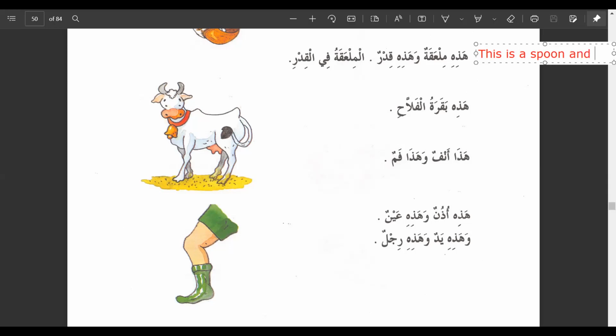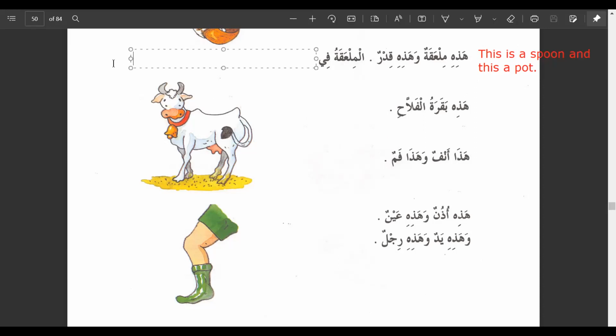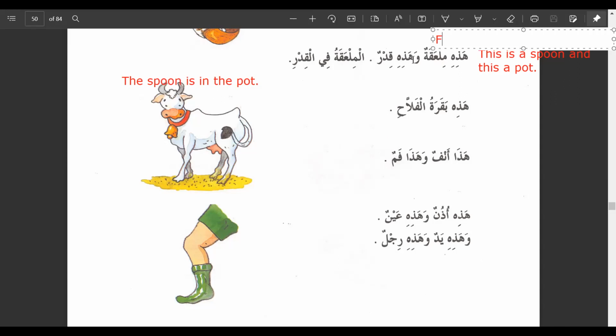And hazihi qidrun. And this is a fork? No, saucepan. Pot or saucepan, and this is a pot. Okay, al mil'aqatu fil qidri. The spoon is in the pot. Excellent. So what is important over here? Hazihi is coming because mil'aqatun is feminine. And again, hazihi is coming because qidrun is feminine. Okay.